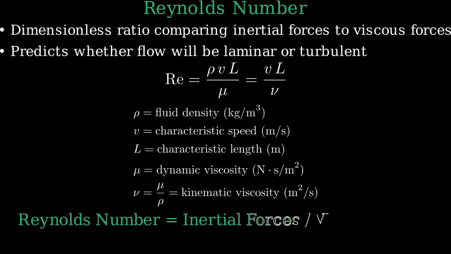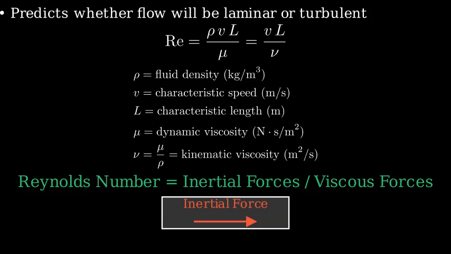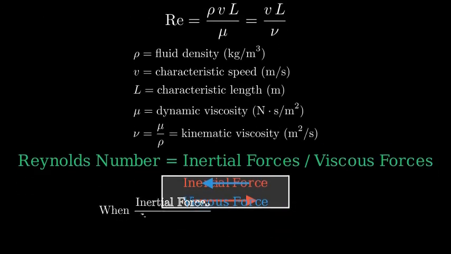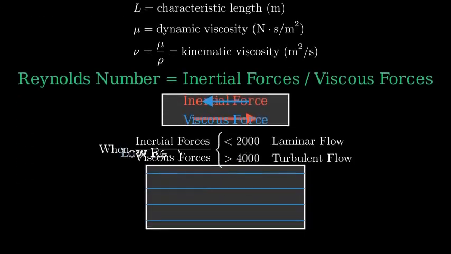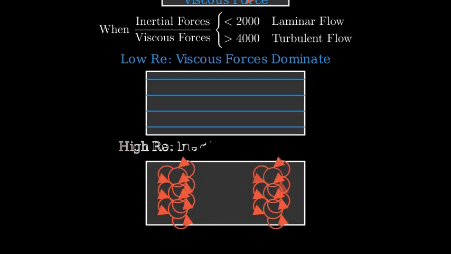Let's understand what the Reynolds number physically means. The Reynolds number represents the ratio of inertial forces to viscous forces. Inertial forces tend to keep the fluid moving and generate turbulence. Viscous forces, on the other hand, tend to dampen motion and promote smooth laminar flow. So when we look at the ratio, a low Reynolds number means viscous forces dominate, resulting in smooth, predictable laminar flow. A high Reynolds number means inertial forces dominate, leading to instabilities and turbulent flow.